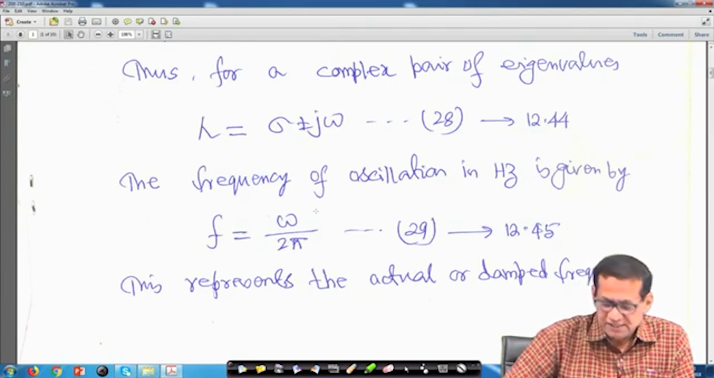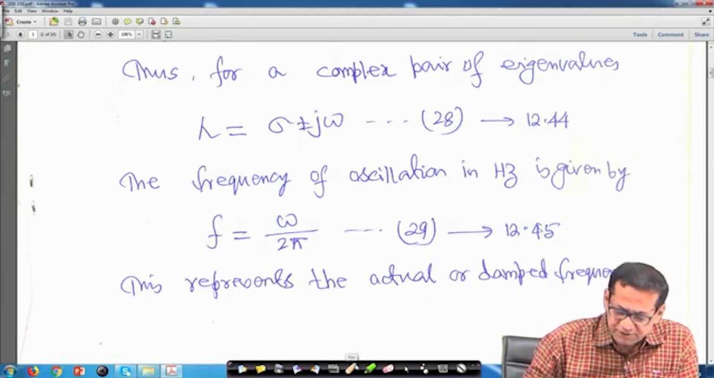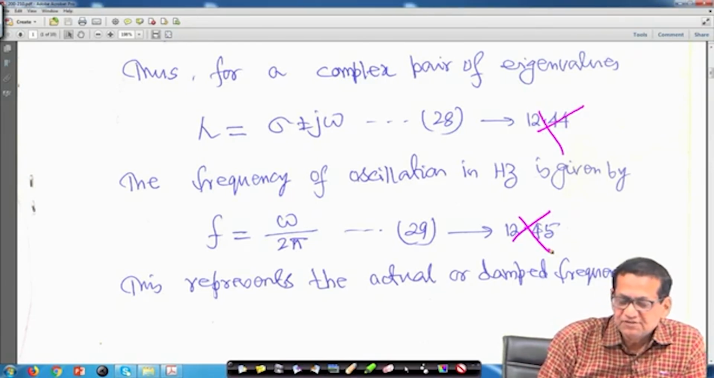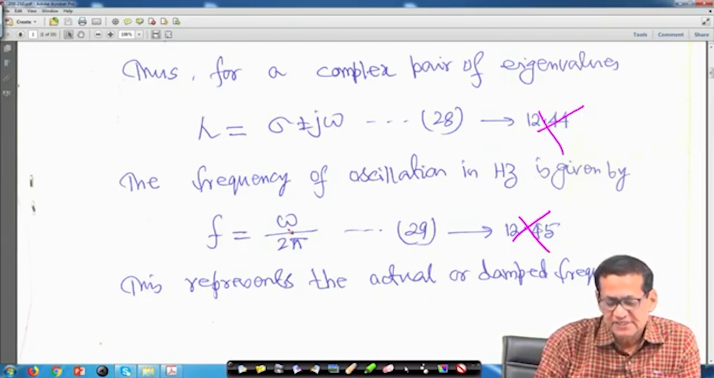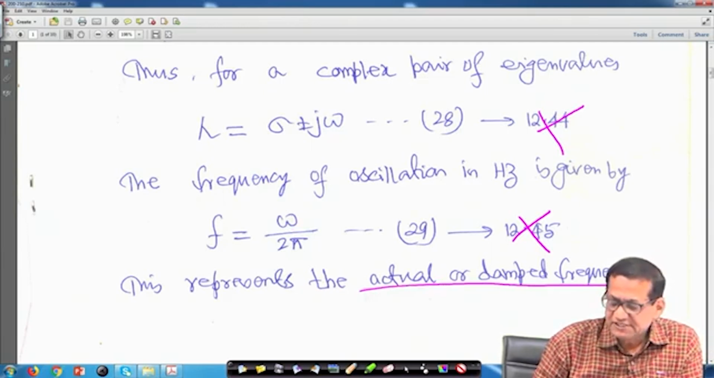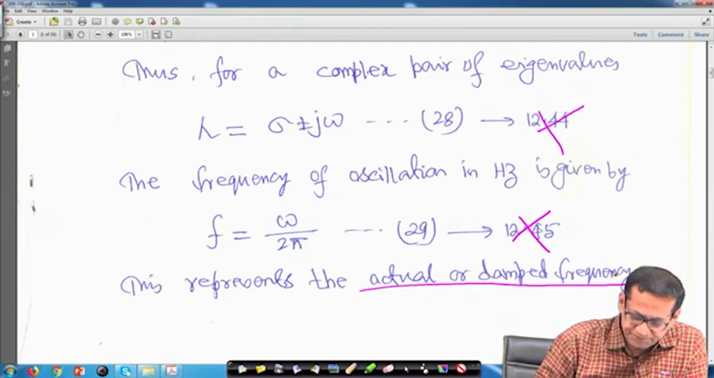This is equation 29. The frequency of oscillation in hertz is given by this; you know that omega is equal to 2 pi f. So, f is equal to omega by 2 pi. This represents the actual or damped frequency.